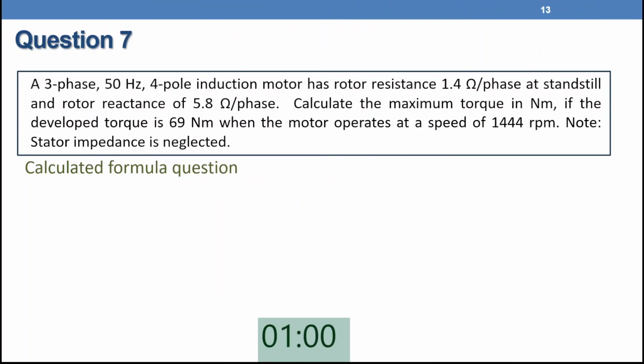Question number 7. A 3-phase, 50 Hz, 4-pole induction motor has rotor resistance 1.4 ohm per phase at standstill and rotor reactance of 5.8 ohm per phase. Calculate the maximum torque in Newton meter if the developed torque is 69 Newton meter when the motor operates at a speed of 1444 RPM. Note, stator impedance is neglected. Time starts now.